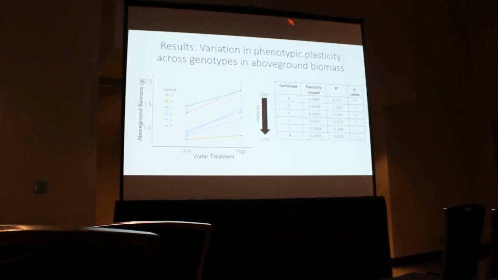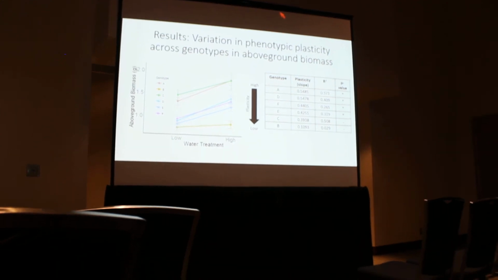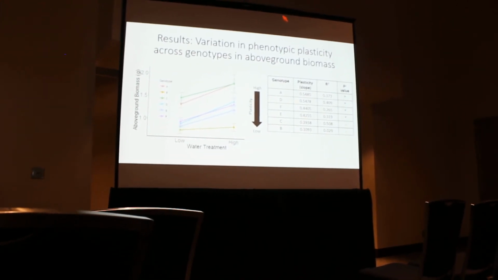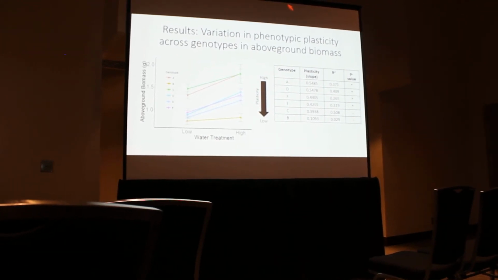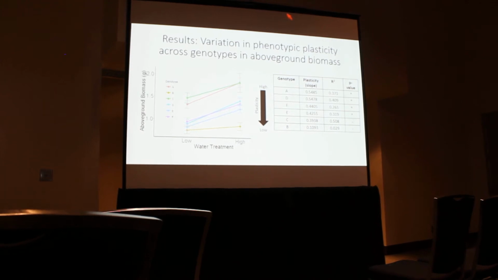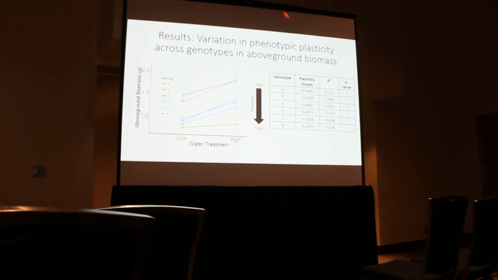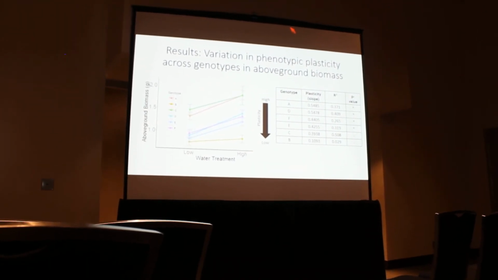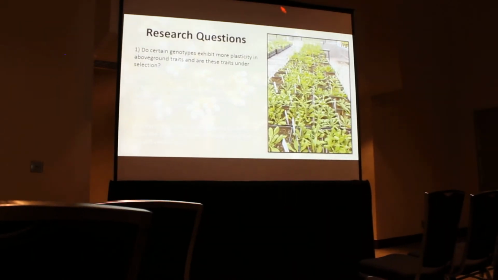So here we're looking at above ground biomass, and we do see variation in phenotypic plasticity across the genotypes. This is the standard reaction norm. Here I've simply ranked the different genotypes from high to low plasticity. You'll notice for all these different traits, they don't necessarily match the original predicted plasticity rankings. Plasticity was calculated as the slope across the two water treatments.